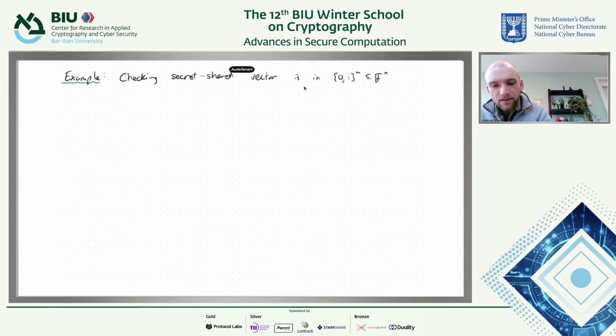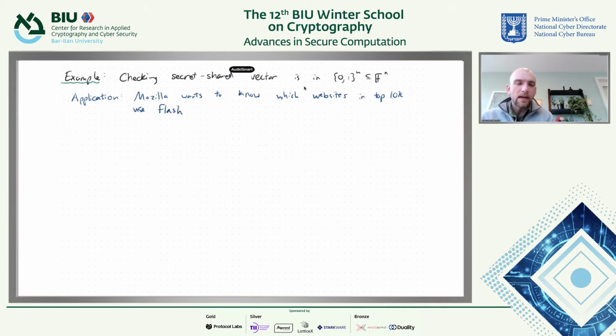As an example application, there are lots and lots of applications of this, but say Mozilla wants to know which websites in the Alexa top 10,000 use Flash. Adobe Flash was a web technology that's going out the door.